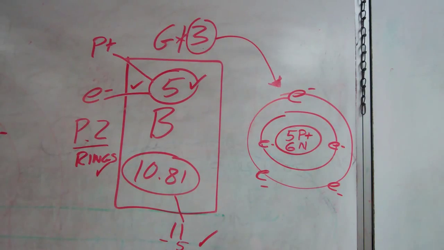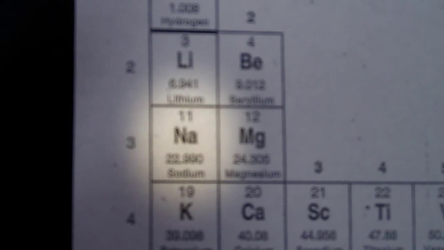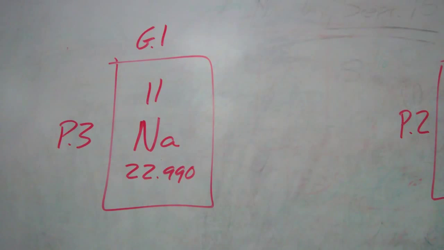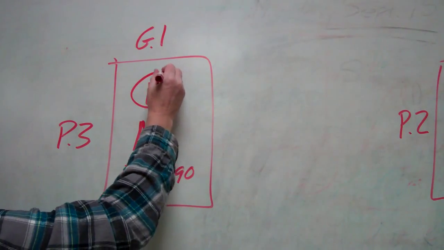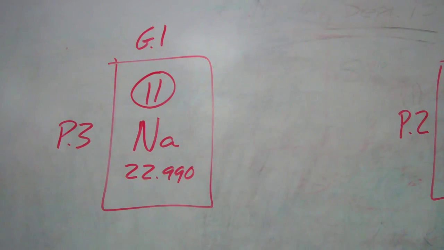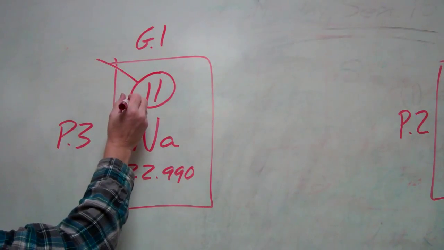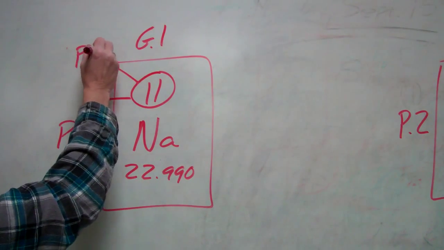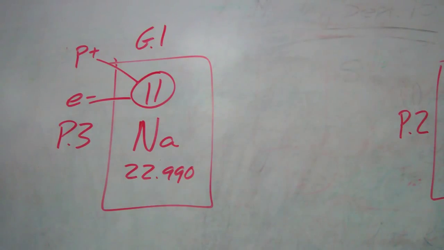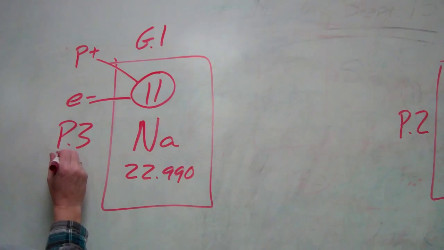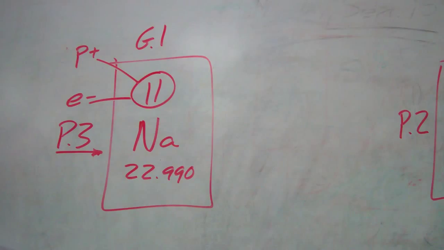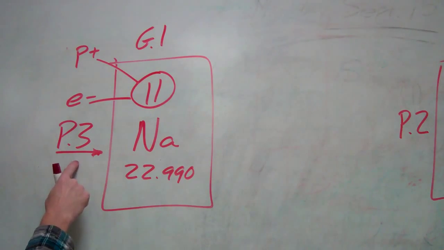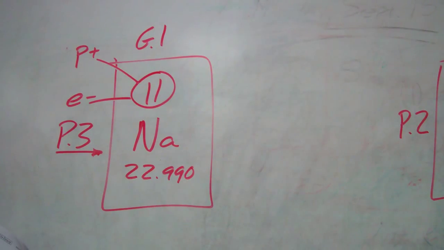Okay, let's go over to sodium. All right, following the same rule. Okay, this 11, the atomic number. What's it tell me again? The protons and electrons. Protons, the positive stuff. Electrons, the negative stuff. We're in period 3, which is the row that it's in. What does that tell me about this atom? What's that period 3 tell me? Rings.